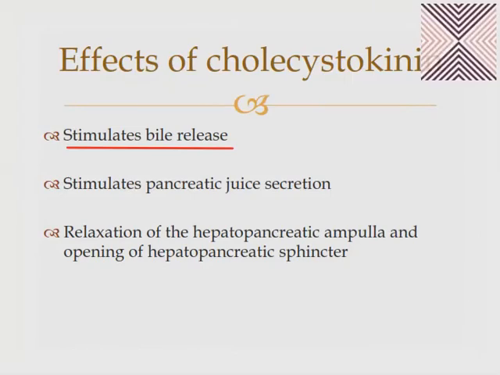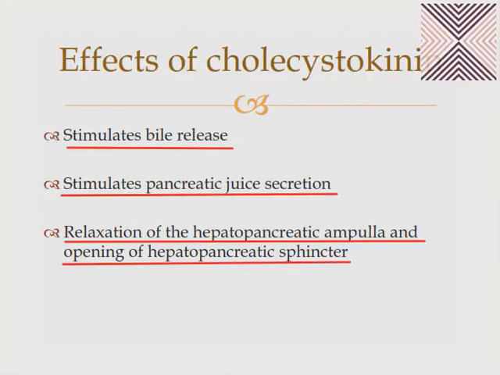So the second function which is given is that it stimulates the pancreatic juice secretion. That means the cholecystokinin is not only going for the secretion of the bile stored in the gallbladder, but it is also stimulating the pancreas for its juice secretion. Okay, the third thing mentioned over here is relaxation of the hepatopancreatic ampulla and opening of the hepatopancreatic sphincter. That means it is also helping in the release of both bile and the pancreatic juice into the duodenum.